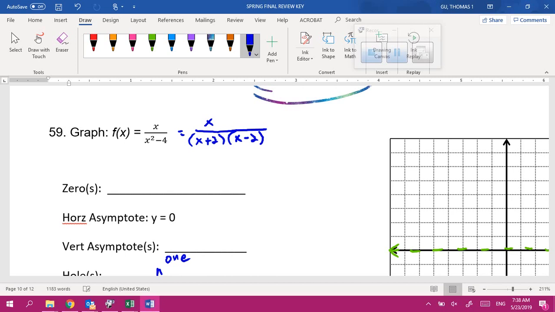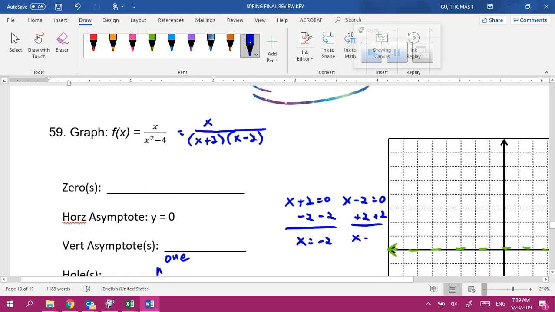Alright, and then what should I find next? Yeah, the vertical asymptotes. I already have the horizontal asymptote, so I'm going to find the vertical asymptotes. And how do I find them? Right, I set the denominator equal to 0. x plus 2 equals 0, x minus 2 equals 0. So what are the vertical asymptotes? x equals negative 2 and x equals 2. Make sure you actually write the x equals because these are lines.